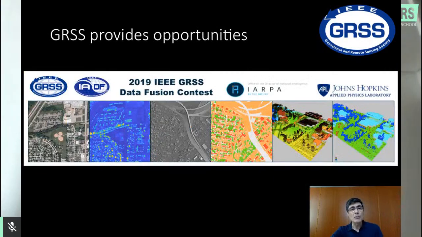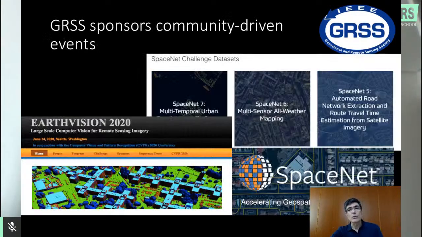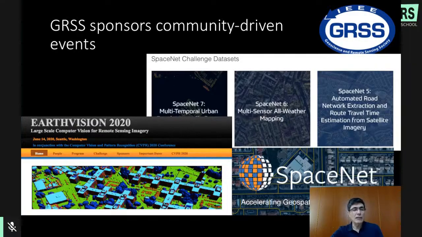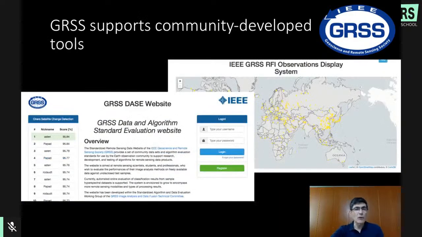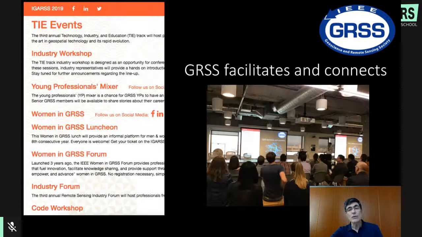We also provide opportunities for the different communities, like, for instance, the community working on image analysis and data fusion. We also sponsor community-driven events, like the very successful EarthVision Workshop, but also the SpaceNet Challenge data challenges, which is organized by SpaceNet. We also support community-developed tools like the DASE website, which is the Data and Algorithm Standard Evaluation website, and also activities related to RFI observations. So we also facilitate and connect.